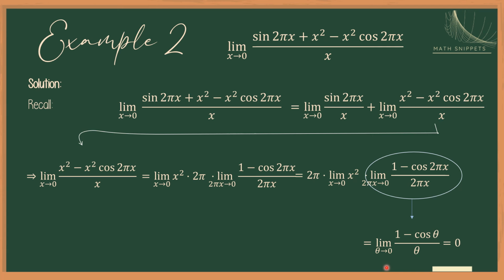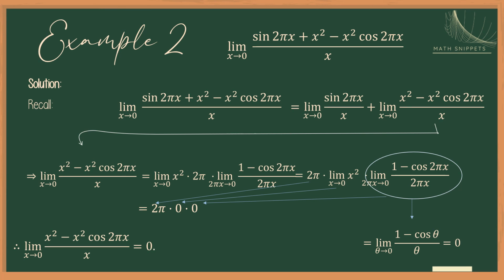So therefore, when we evaluate the limit, we'll get 2 pi times 0 times 0. 2 pi is the constant. The limit of x squared as x approaches 0 is 0. And the limit of 1 minus cosine of 2 pi x over 2 pi x as 2 pi x approaches 0 is 0 from this. So therefore, we say that the limit as x approaches 0 of x squared minus x squared cosine of 2 pi x over x is equal to 0.